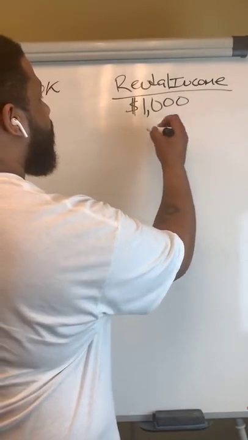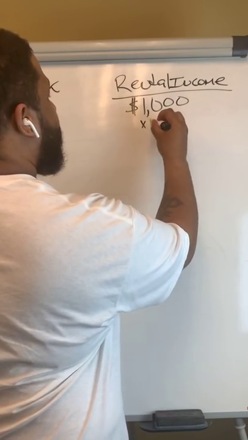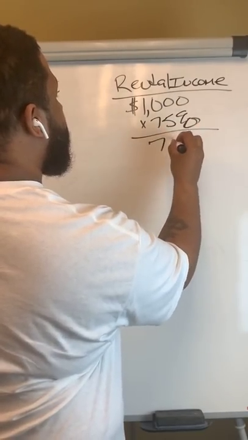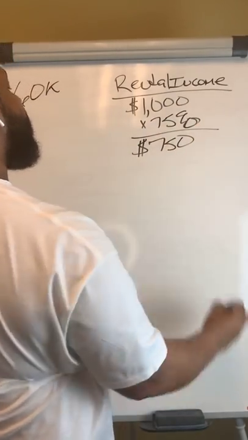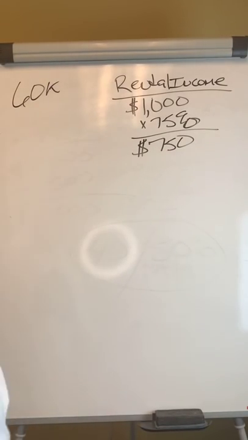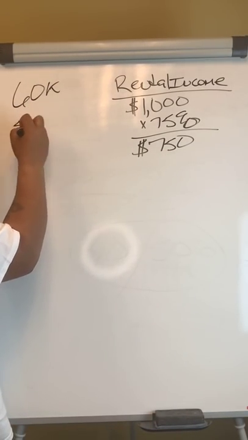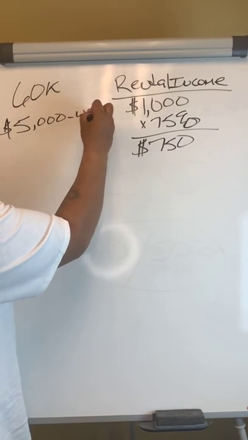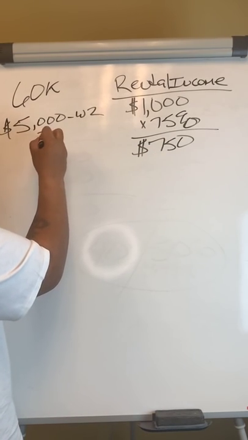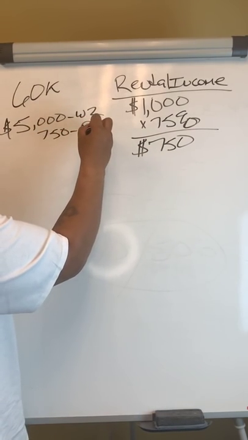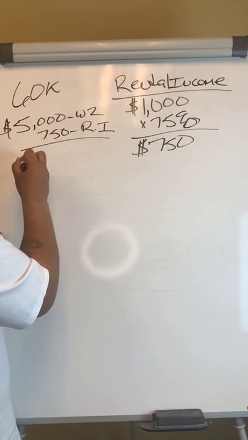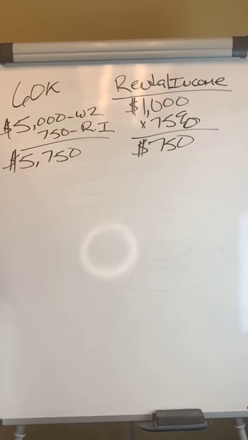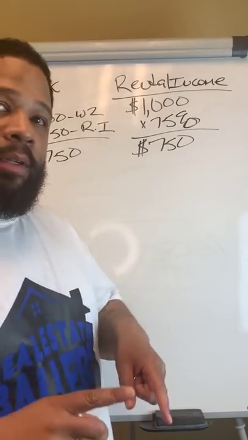Lenders are going to use 75% of that rental income. So we're using $750 a month to help you qualify. Now remember, we got $5,000 a month here from your W-2, right? Now you got $750 of rental income. I'm going to just put RI. Now your income is $5,750. Okay? Now your income is $5,750.